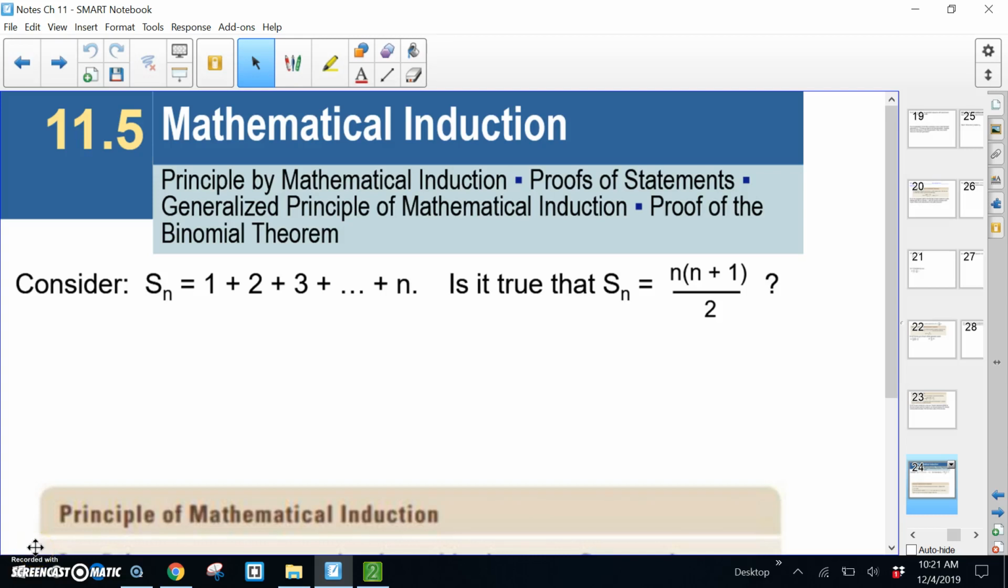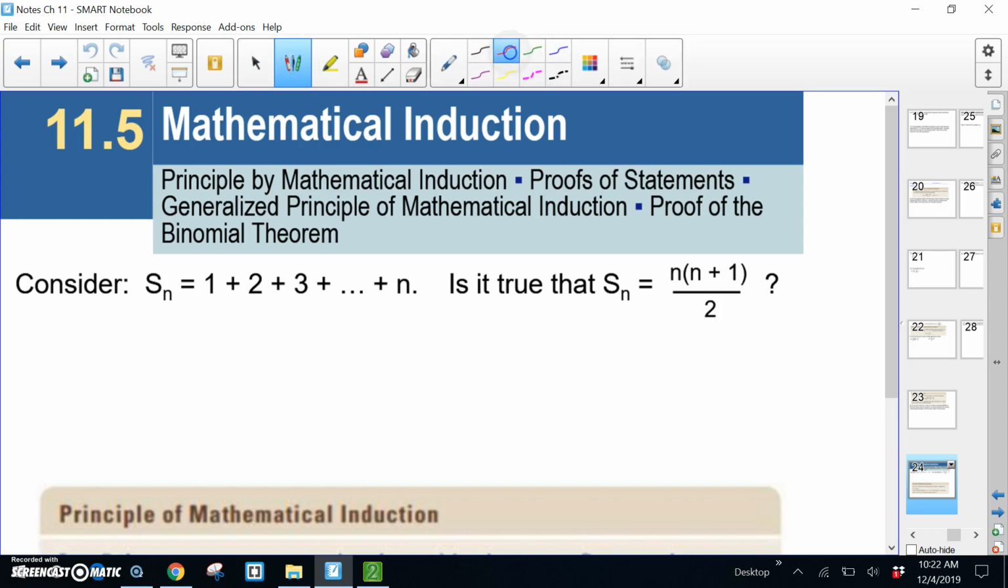11.5 Mathematical induction. It starts with a question, I guess. It says, consider Sn equals 1 plus 2 plus 3 plus ... plus n. Is it true that Sn equals n times n plus 1 over 2? This is the recurring kind of question that we're going to be asking and answering in this lesson, mathematical induction. Basically, we're doing proofs, okay?